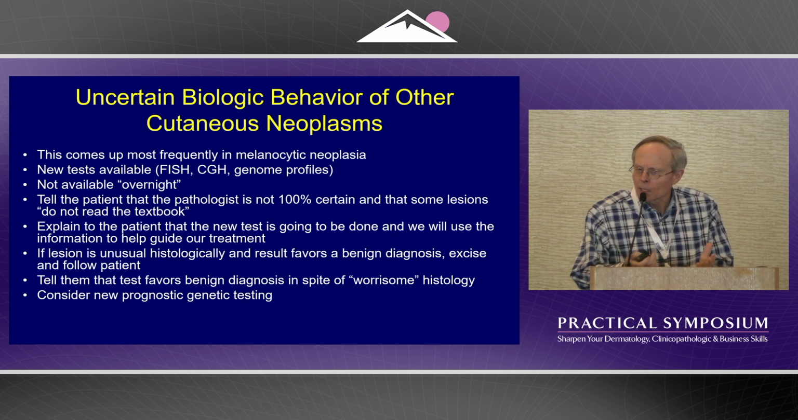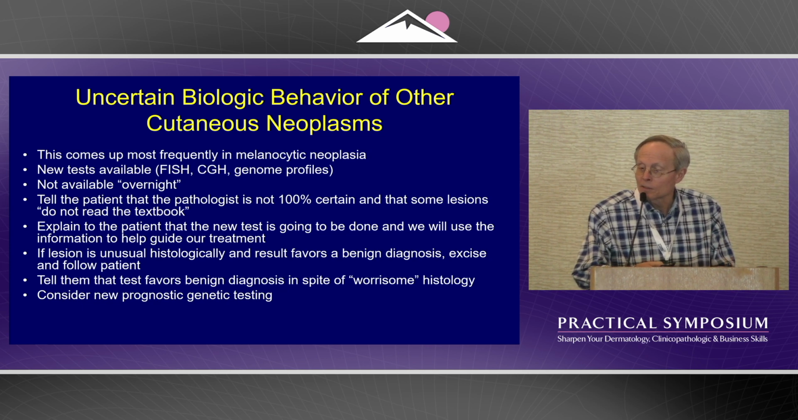So there's some other sort of uncertainty that can arise in some other neoplastic conditions, probably in the melanocytic category. We talked about that yesterday. Again, if we're going to order one of these tests, make sure you talk to your patient, say this isn't like doing a deeper section. It's going to take about 4 or 5 days before we get the result back.